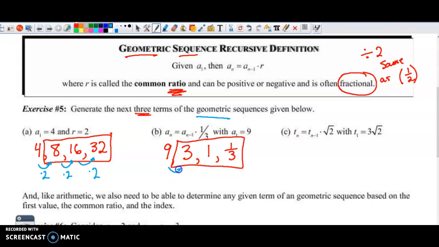Again, just to reiterate that multiplying by 1/3 is the same as dividing by 3. But the common ratio, we always do the multiplication value. So the common ratio is 1/3 there.